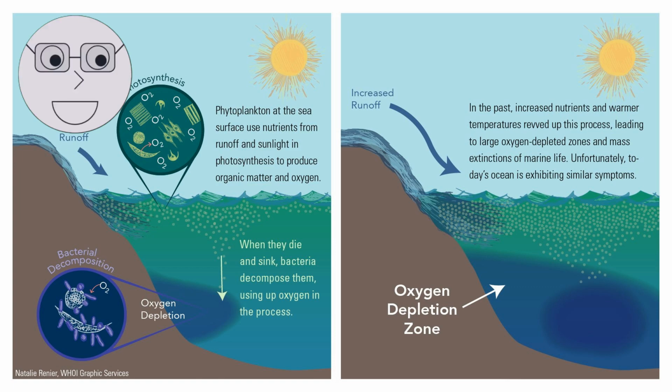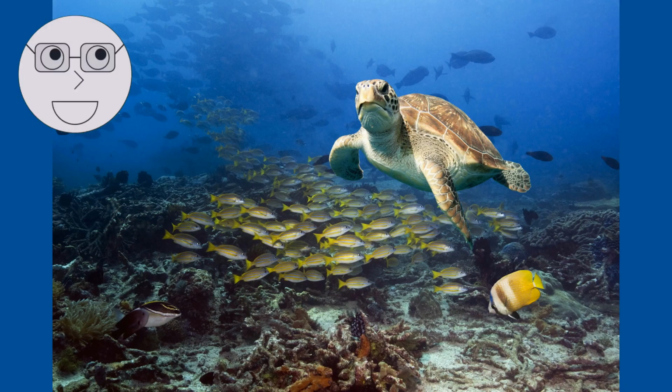Photosynthesis by marine plants and algae can remove carbon dioxide from seawater, while respiration by marine animals can release carbon dioxide back into the water. Shots of marine plants and animals.